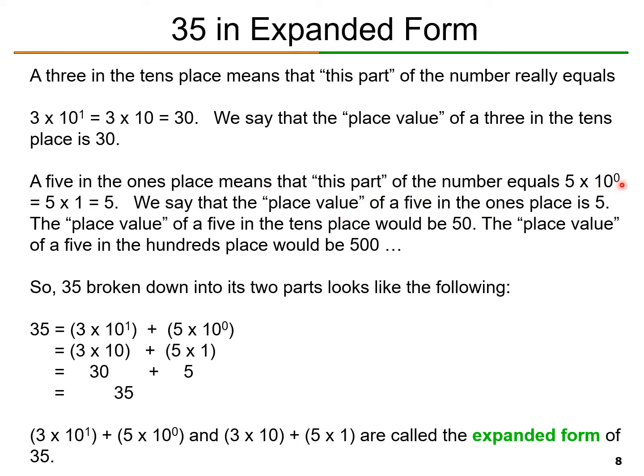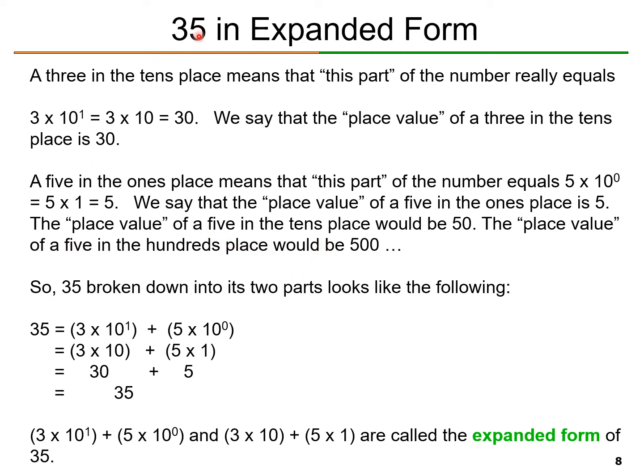times 10 to the power 0. Remember, any number raised to 0 is 1. So 5 times 10 to the power 0 is equal to 5 times 1, which is 5. We say that the place value of a 5 in the ones place is 5. The place value of a 5 in the tens place would have been 50. The place value of a 5 in the hundreds place would be 500.